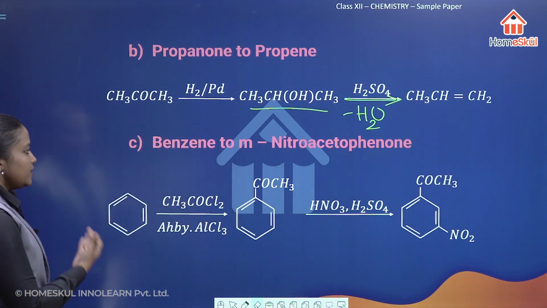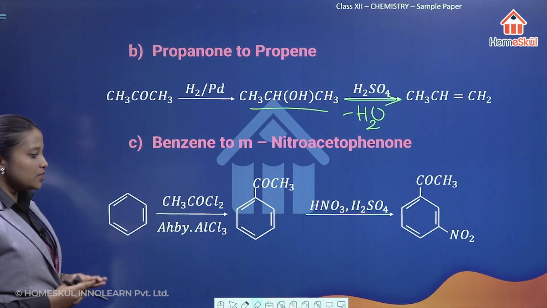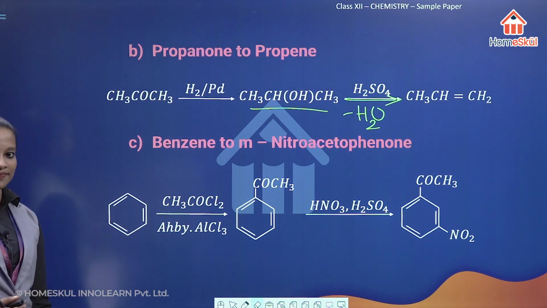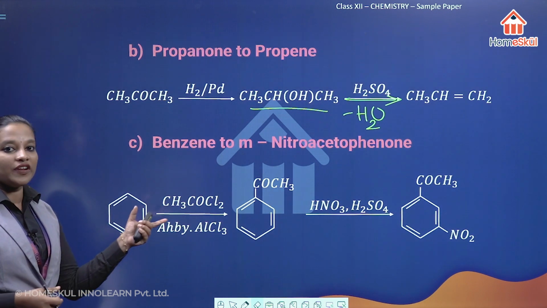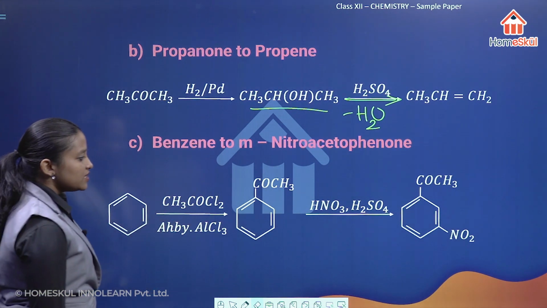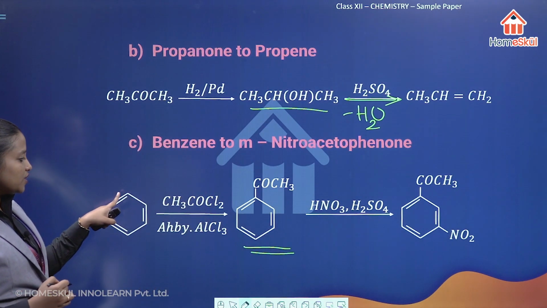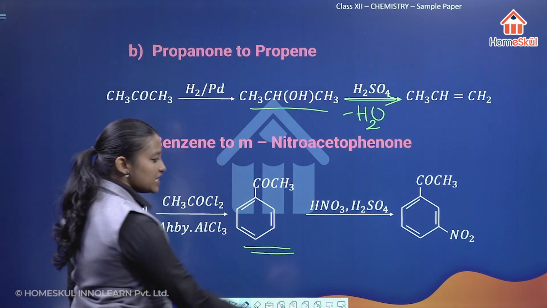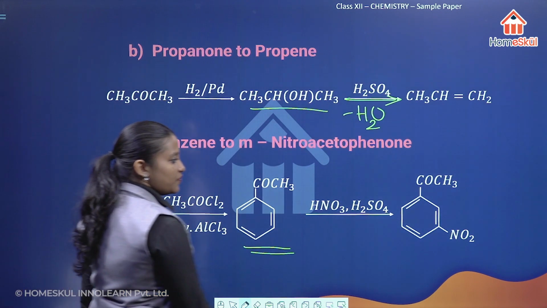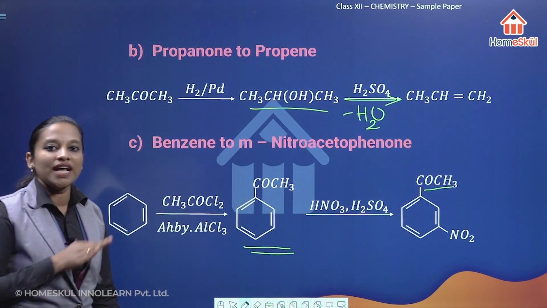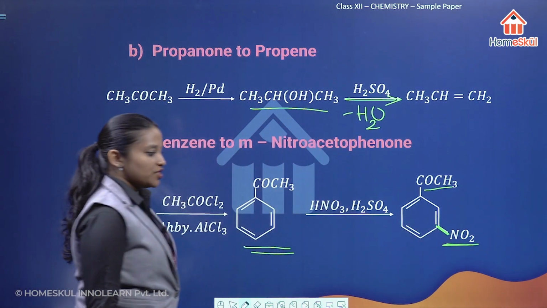Then, the next one, benzene to meta-nitroacetophenone. Okay, so when we take benzene, it undergoes what? Yes, it undergoes Friedel-Crafts acylation reaction and that will result in COCH3 attached to the carbon of the benzene ring, and then it undergoes nitration. Okay, nitration reaction occurs and we know that the COCH3 group is a meta-directing group. That is why NO2 is attached to the meta position.